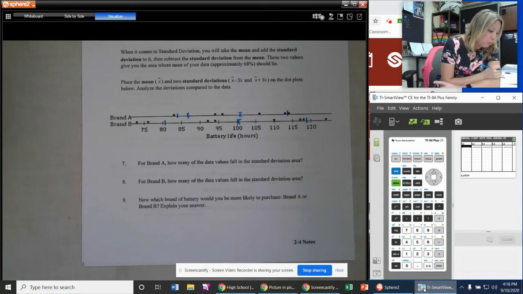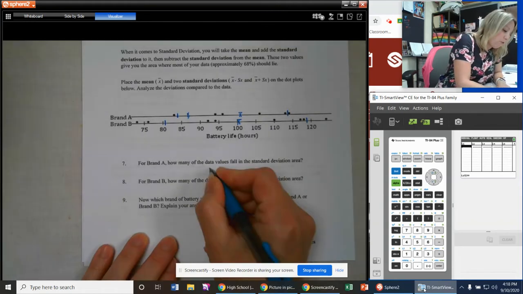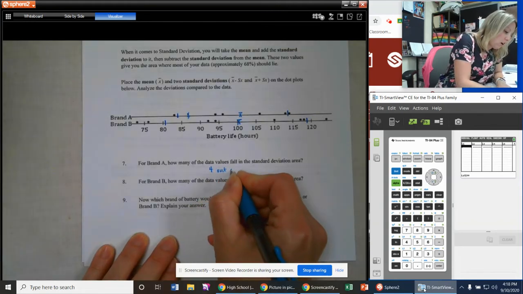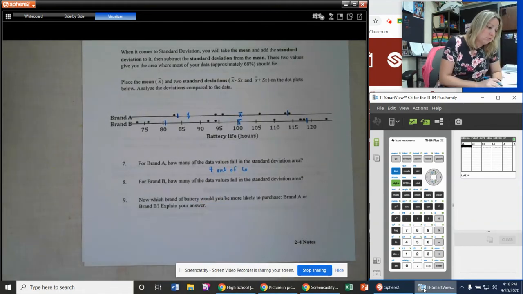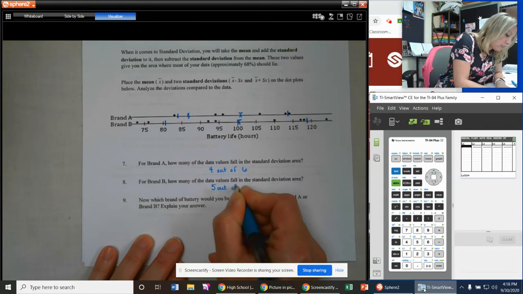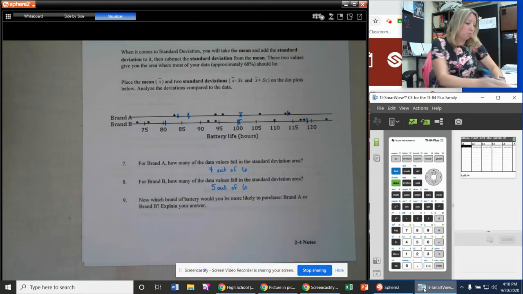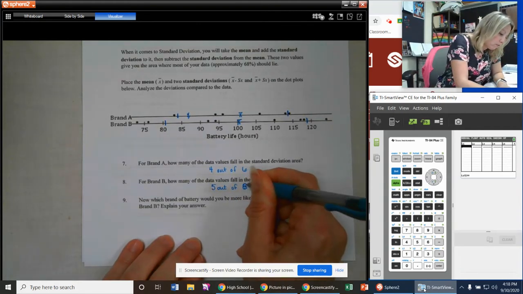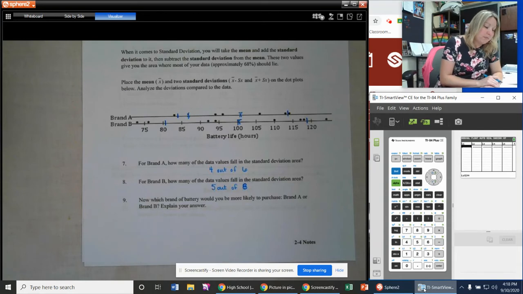So for brand A, how many of the data values fall within the standard deviation area? 4 out of 6, right? How many for brand B? 5 out of 6. So 8, my bad. 5 out of 8, right?